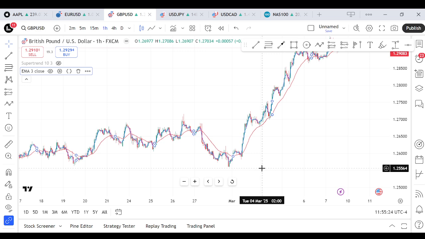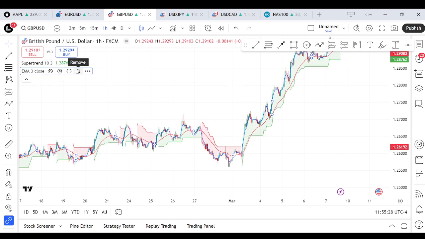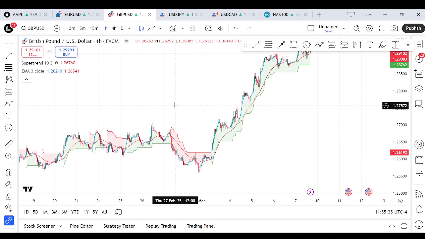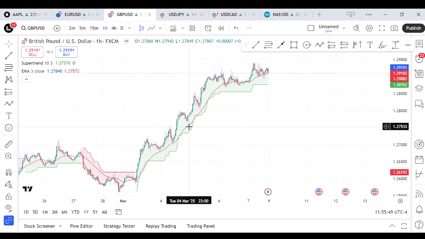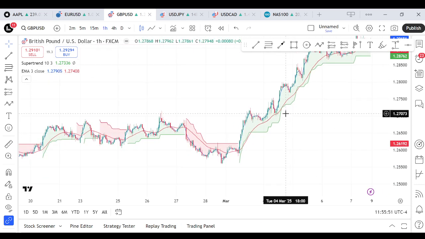So by combining these two indicators, you can create a robust trading system that not only identifies trends but also provides clear entry and exit points. As you become familiar with this strategy, you'll find it to be a valuable tool in your trading arsenal, helping you make more informed decisions in the dynamic world of Forex trading. So without wasting too much of your time, let's get into the details of this strategy.